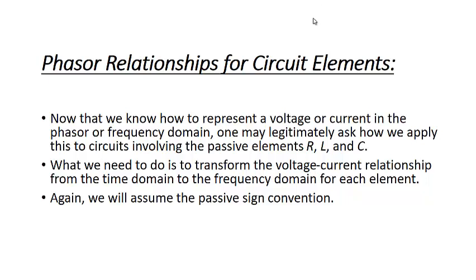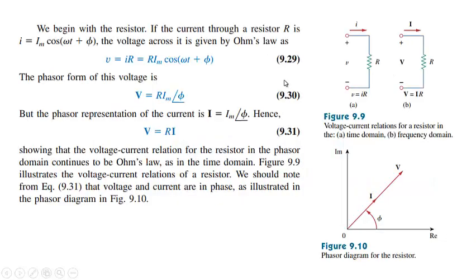Now let us start with the resistance. We begin with the resistance. If the current through a resistance is Im cos of omega t plus phi, so we have started from the current itself, the voltage across it is given by Ohm's law. That is, the instantaneous voltage will be equal to the instantaneous current multiplied by the resistance. So it is equal to R times the time varying current, Im cos of omega t plus phi. This is the time domain representation.